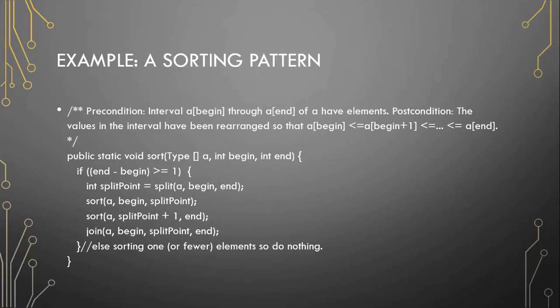So here we have the precondition: the interval a[begin] through a[end] of a has elements. Post condition: the values in the interval have been arranged so that a[begin] is less than or equal to a[begin+1], all the way up to a[n]. So here we have public static void sort, type array a, int begin, int end. If end minus begin is greater than 1, int splitPoint is equal to split(a, begin, end). Sort(a, begin, splitPoint). Sort(a, splitPoint+1, end). Join(a, begin, splitPoint, end).